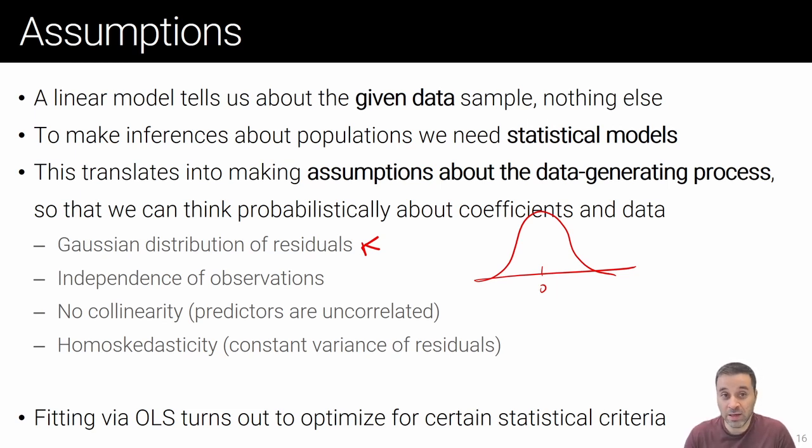And so it turns out that if we fit the linear model through OLS, ordinary least squares, we are optimizing for certain statistical criteria that have to do precisely with these assumptions. We're not going to get into it, but from a statistical point of view, that's also optimal in a certain sense. And so, all right, what do these assumptions tell us once we start fitting models?